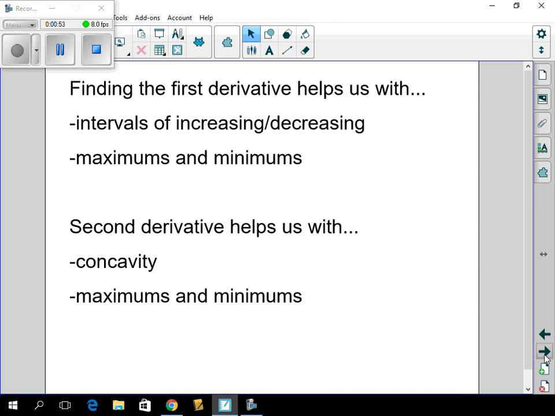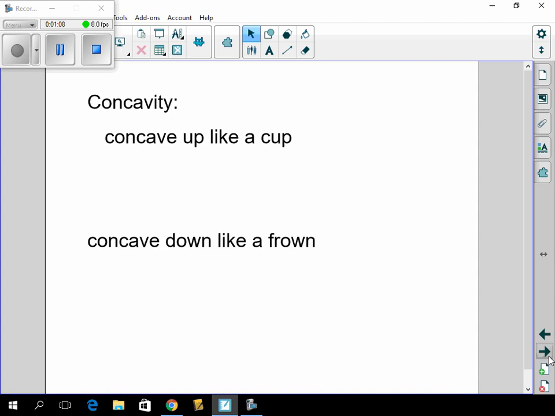Our second derivative is going to help us with concavity, which we're going to talk about in a second. We're also going to talk about how to find the maximums and minimums from the concavity. So first things first, we have to discover what concavity is, what is concave up, and what is concave down.